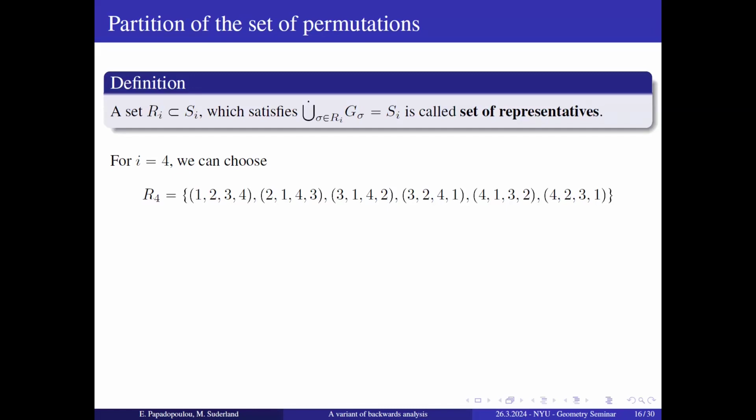So i equals 4. What is n? There's no n. Isn't it S_n? Here I'm looking at S_i, all the permutations of length i. So there's no n on this slide, right? Okay, so only i. Okay. Yes.